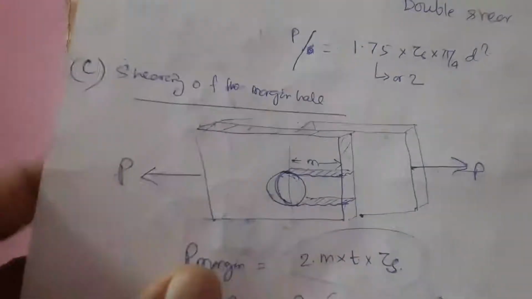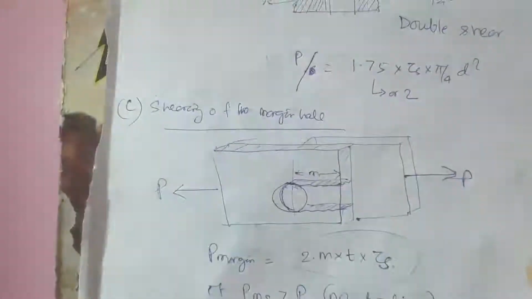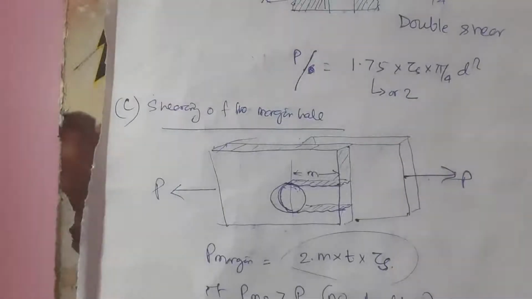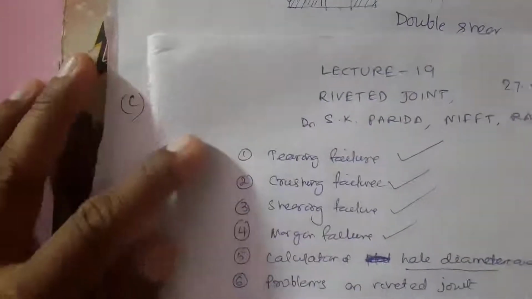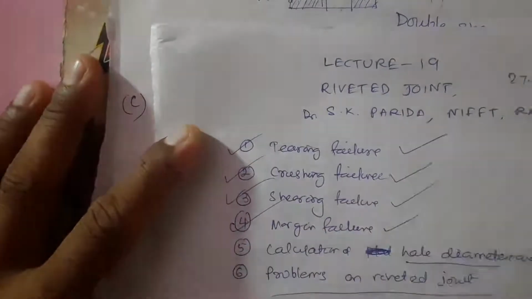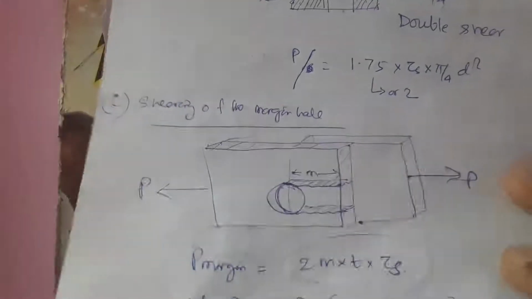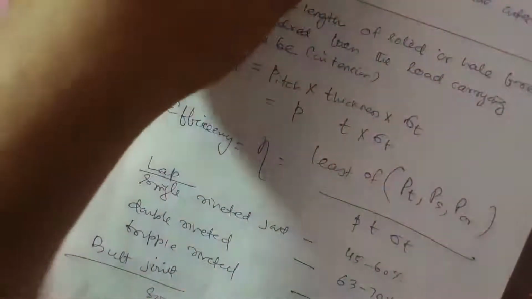So this is all about the different types of failure we have discussed, and that is about tearing, shearing, crushing and margin failure. We will be talking about the calculation of the hole diameter later on. Before that, let me talk about the assumptions taken.